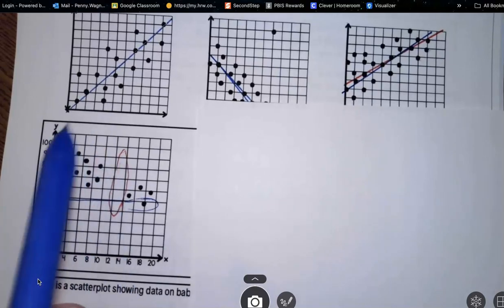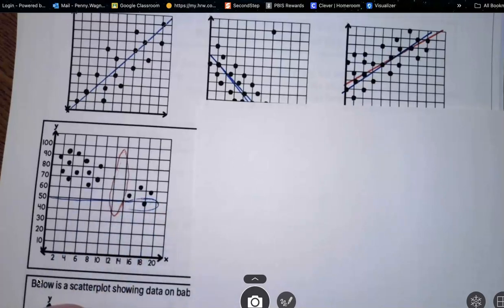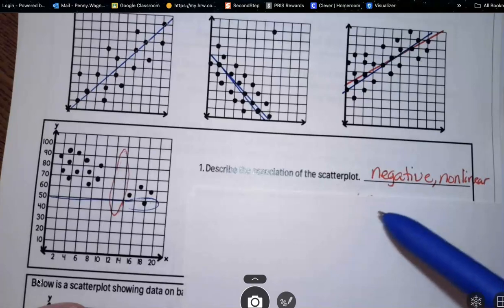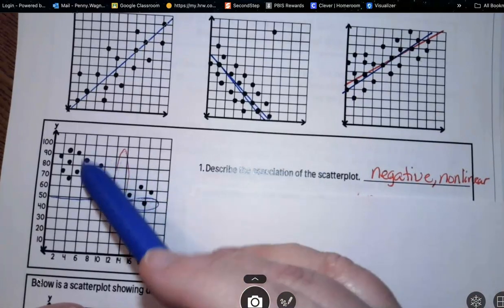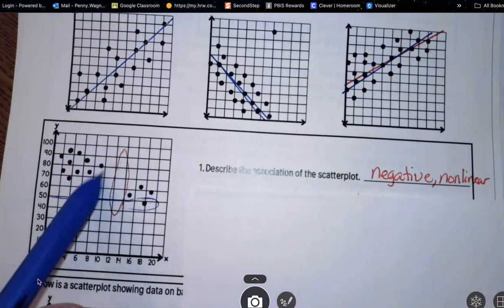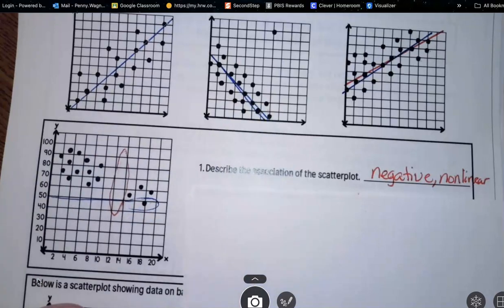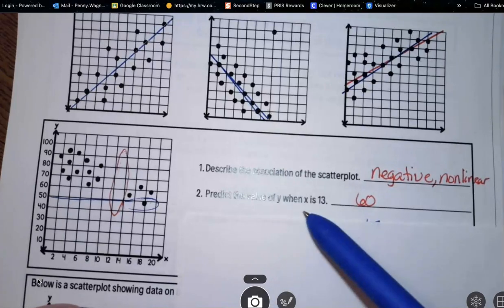So when I take a look at it first, I notice I have two clusters. I have a larger cluster, and I have a very small cluster. They want to describe the association of the scatter plot. I feel that it's negative and nonlinear because see how these are more scattered out, whereas above these kind of follow that line a little better. So I feel like it's nonlinear. We can still use the information to predict the value of y when x is 13.